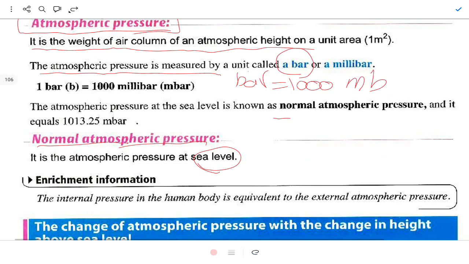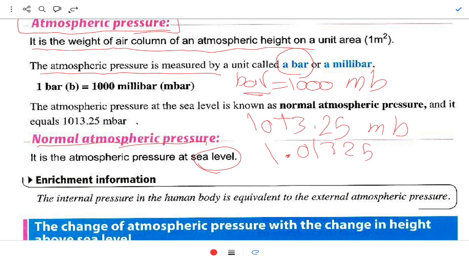And it equals what? It equals 1013.25 millibar. But if I want to measure it with bar, I don't need millibar. I want bar. What will you do? It will equal 1 bar point 01325.